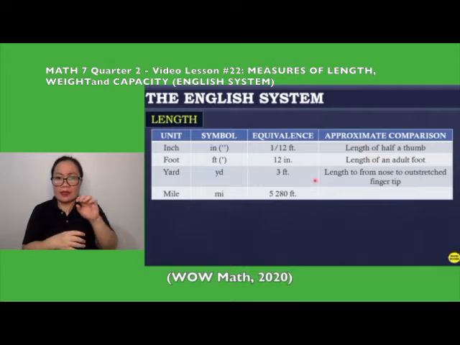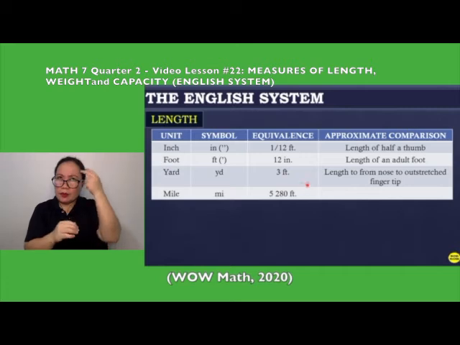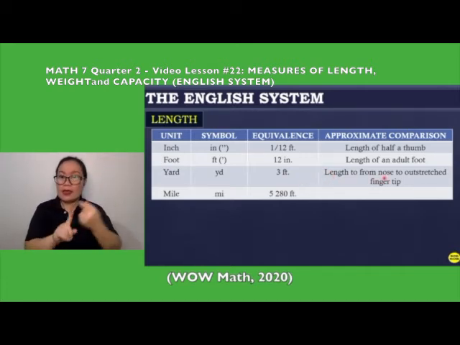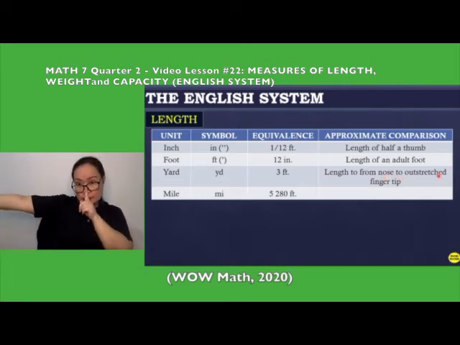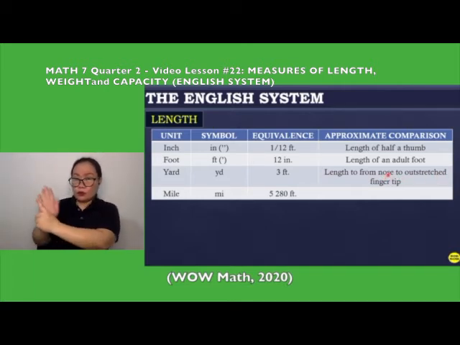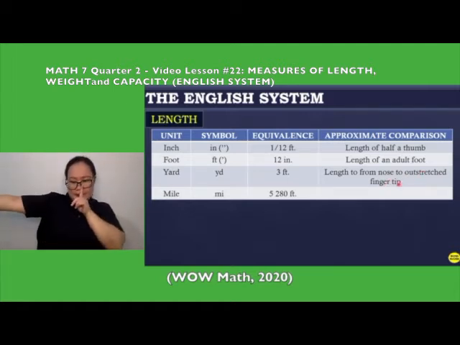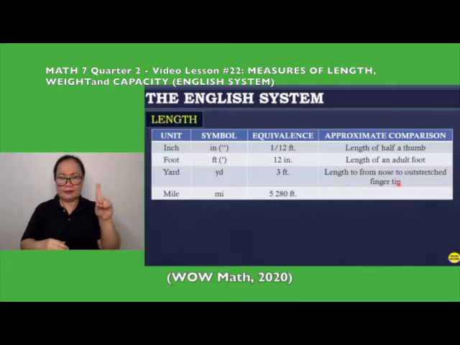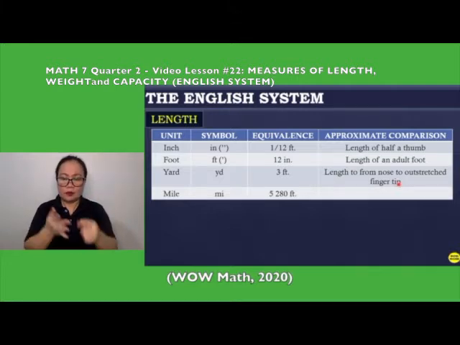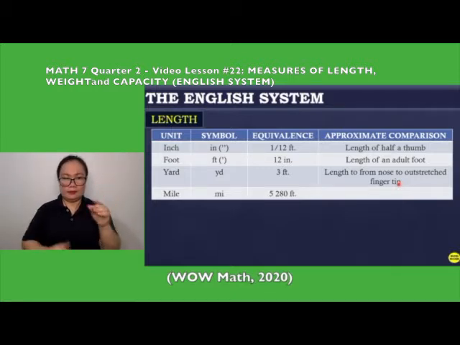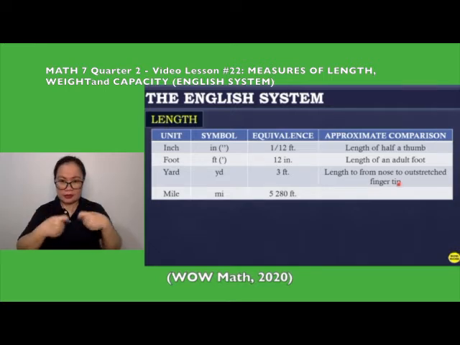And then, para ma-visualize lang natin gaano siya kahaba. Okay? And then, for 1 yard, so kagaya na pinakita ko kanina, that is actually from your nose to outstretched fingertips. So, kailangan naka-extend yung arm mo. So, simula sa nose mo hanggang dun sa middle finger. Okay? Yung tip ng middle finger, that is 1 yard. Okay. So, let us try to convert measures of length in the English system.